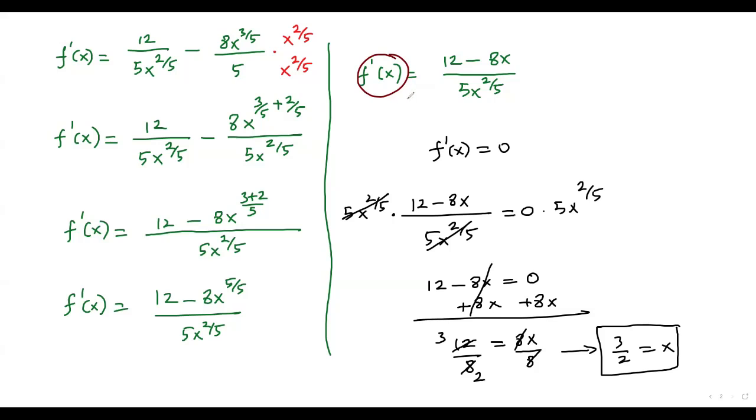The value of x which makes f prime of x undefined also has to be considered a critical number. So we get two critical numbers. One is the one we already got, that is 3 over 2. The other critical number is the value of x which makes f prime of x undefined, that is 0. So there are two critical numbers for this function: one is 3 over 2 and the other one is 0.